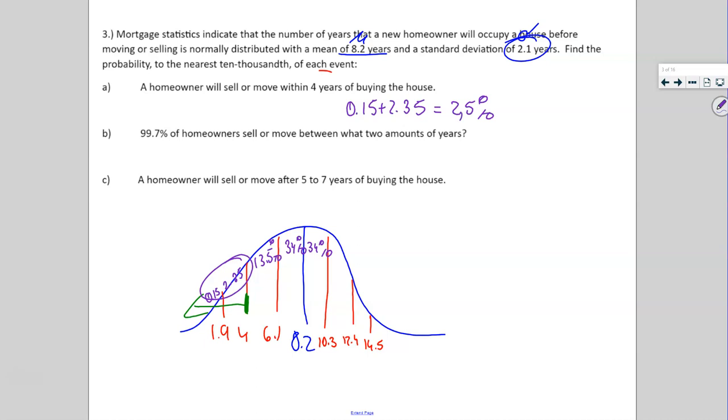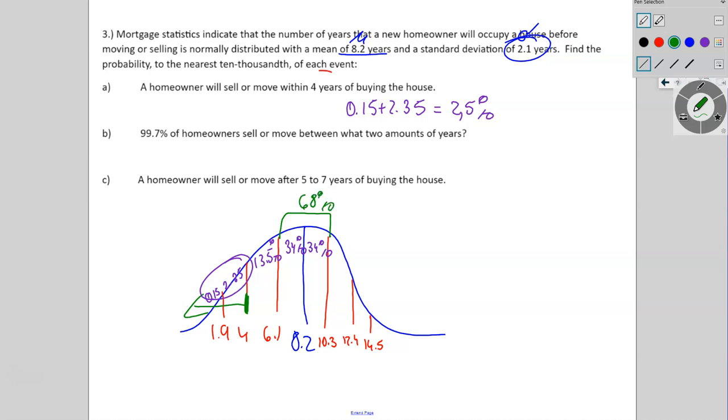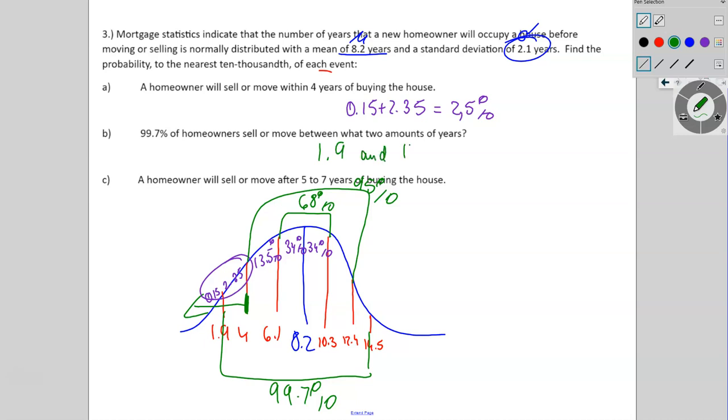Now question B says 99.7% of the homeowners sell and move between what two amounts of years. So again, a reminder that one standard deviation from the middle, it's always 68%. 2 standard deviations from the middle, it's 95%. 3 standard deviations from the middle is 99.7%. So we are in between 1.9 and 15.5.